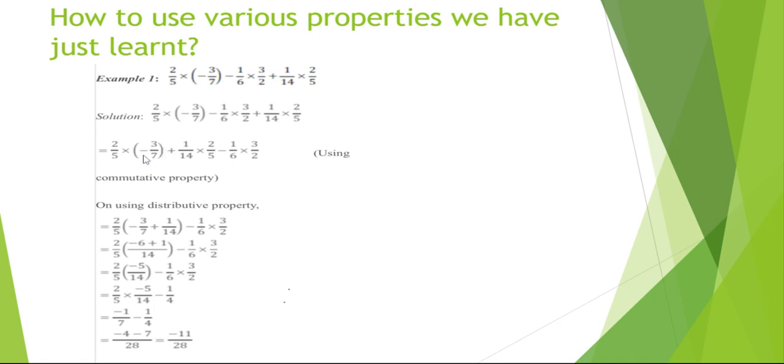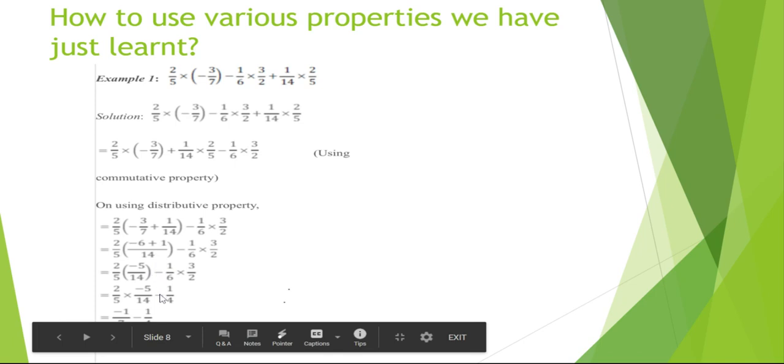2 by 5 multiplied by 3 by 7 plus 1 by 14 multiplied by 2 by 5, and the second term goes at the last. Now you need to use distributivity, or taking common. What was common? 2 by 5 was common. So 2 by 5 is taken as common, and what is left inside? 3 by 7 plus 1 by 14. If you further solve it, you'll use BODMAS techniques to get the answer.